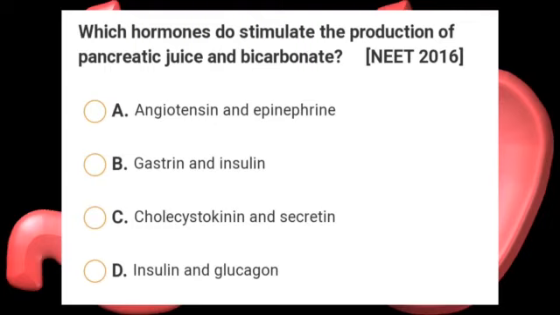The next question is: which hormones stimulate the production of pancreatic juice and bicarbonate? This question was asked in NEET 2016. The options are: angiotensin and epinephrine; gastrin and insulin; cholecystokinin and secretin; and insulin and glucagon. The question is which hormones stimulate the production of pancreatic juice and bicarbonate.